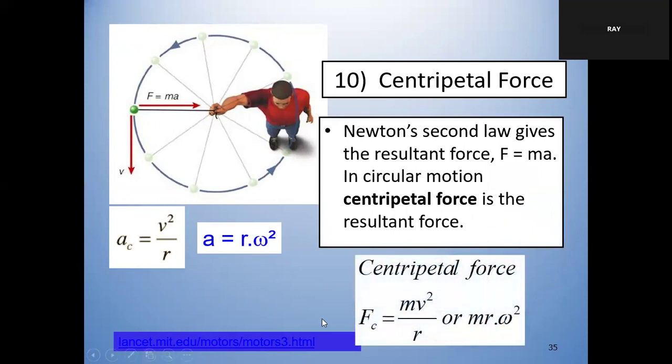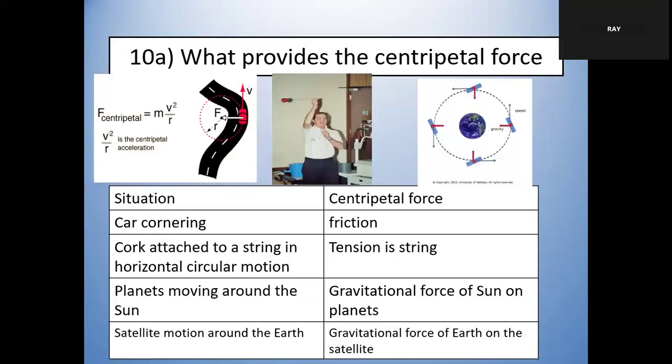So we have a centripetal force mv square over r, or mr omega square. Okay, so far, any comment or any question? Not anything not clear? Okay. Basically using equation only, using formula. Right? Car cornering.